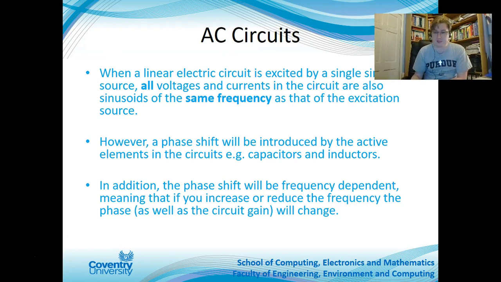Yeah. So capacitors and inductors are the ones that make a phase shift. Resistances are in line with the supply. So you only give a phase shift if you have a capacitor or an inductor in your circuit.